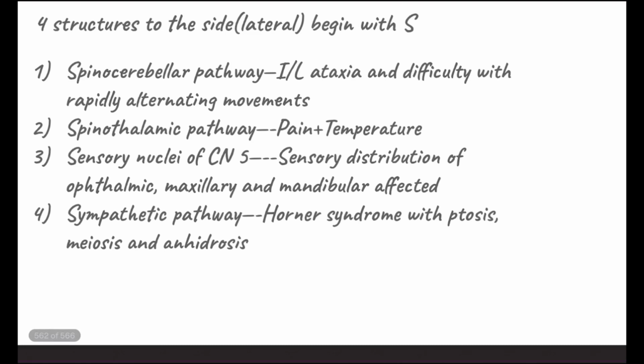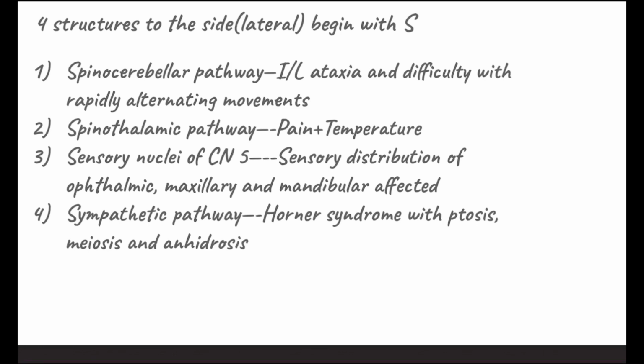Next up, there are 4 structures to the side. They begin with S and therefore they are on the side or laterally. So we have the spinocerebellar pathway, which when affected will cause ipsilateral ataxia and dysdiadochokinesia, which is difficulty with rapidly alternating movements. Then we have the spinothalamic pathway. If this is affected, your crude touch, pain, temperature will be affected.